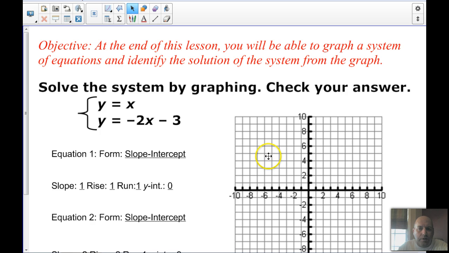And what we're looking for is the ordered pair that satisfies both equations. But how do I find that on the graph? Well, it's really just going to be the point of intersection.